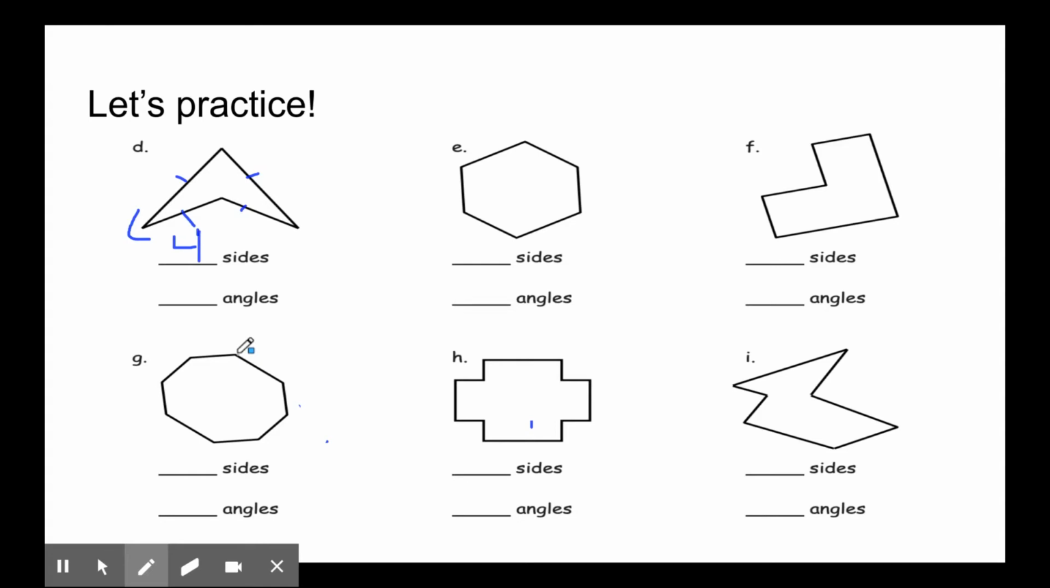And how many angles? Well, we count 1. Here's another one, 2. Here's another one, 3. And here's one right here. That's a tricky one. But that one inside there is 4. So how many angles? 4.